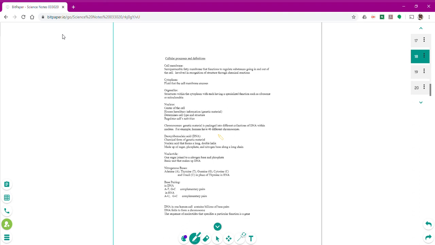Okay, and we will stop here for today. Because I do want to go over these cellular processes and definitions, but we already are at 15 minutes, so I'm going to let y'all go. This is where we stopped for 4/8/20.